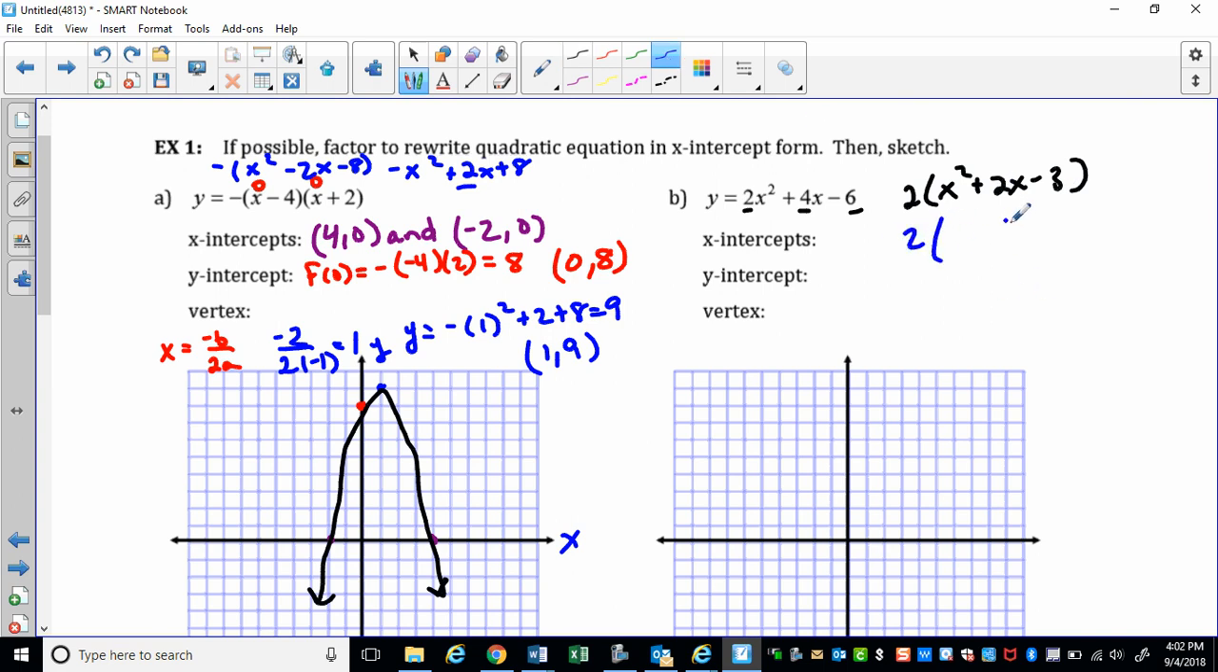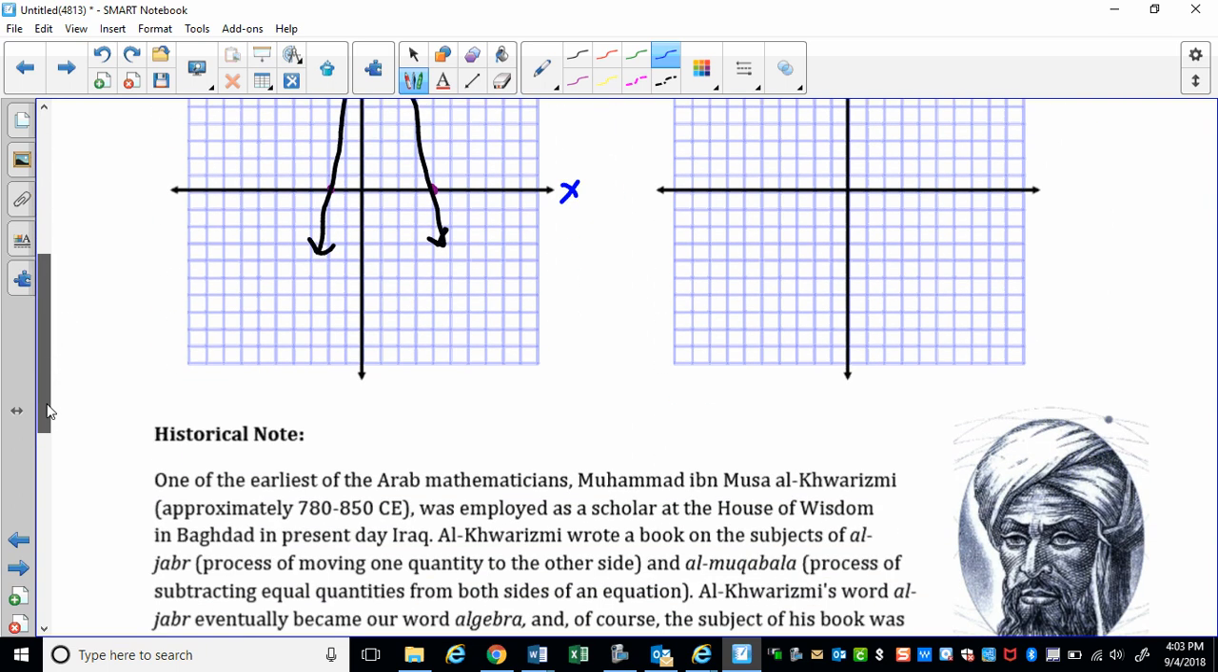So 2, and then I have my 2 sets of parentheses. I know that x times x gives me x squared, and my factors of 3 are literally 1 and 3. There's no other factors of 3 that I can think of. So I know that when I multiply, I need it to be a negative. So one's negative, one's positive. And then when I add them, I need it to give us a positive 2x. So my bigger number is positive. And I want you guys to try to find the x and y intercepts. Give me the vertex and then graph it.